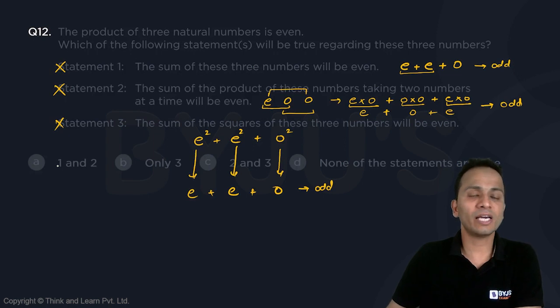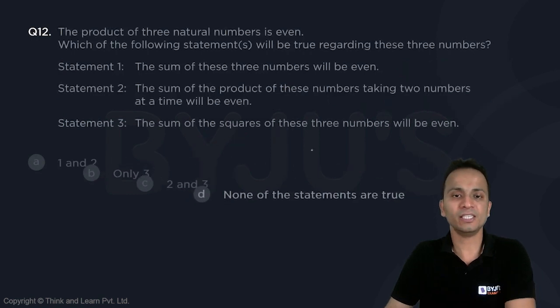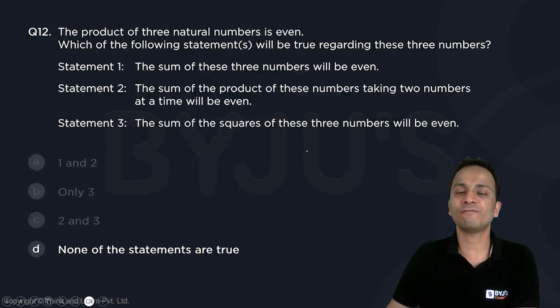Okay. So the correct answer according to the options will be none of these statements are true. That is option D. So option D will be the correct answer for question number 12.